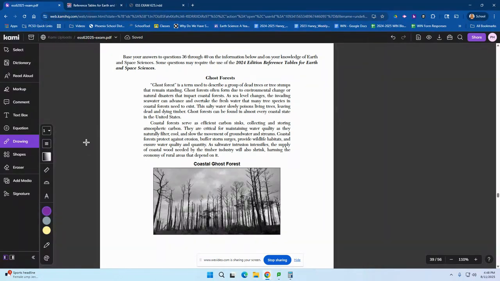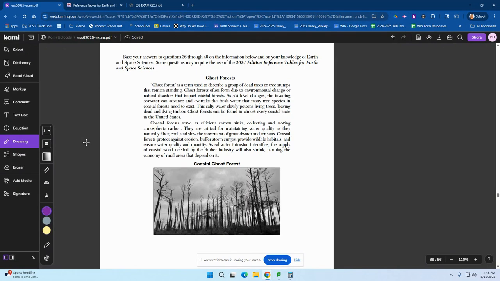So it says a ghost forest is a term used to describe a group of dead trees or tree stumps that remain standing. Ghost forests often form due to environmental change or natural disasters that impact coastal forests. As sea level changes, the invading seawater can advance and overtake the fresh water that many tree species in coastal forests need to exist. Okay.